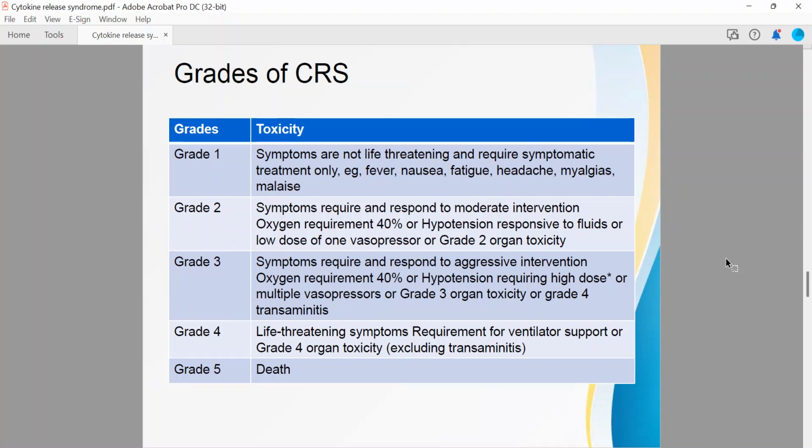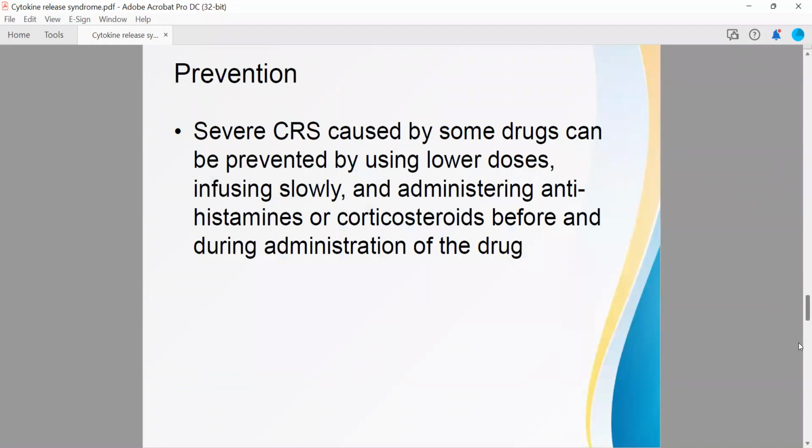So how can we prevent CRS? Severe CRS caused by some drugs can be prevented by using a lower dose and infusing slowly. Like the medicines we are giving to treat, like ATG or any other medicines, the doses can be lower, and we have to infuse it to the patient slowly, and administer antihistamines as well. So we can give chlorpheniramine injections and corticosteroids like hydrocortisone before and during the administration of the drug.